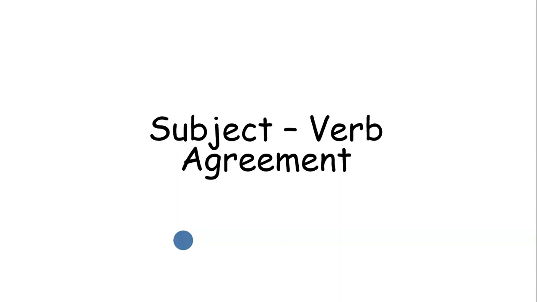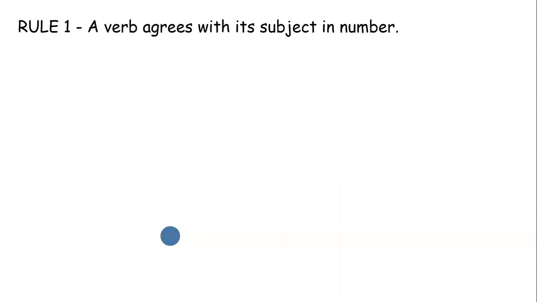Now I'm going to make a separate video for each rule because there are about 8 to 9 rules. Otherwise the video will become very long. So let's get started with rule number 1. Rule number 1 is a verb agrees with its subject and number. Right? A verb agrees with its subject and number.